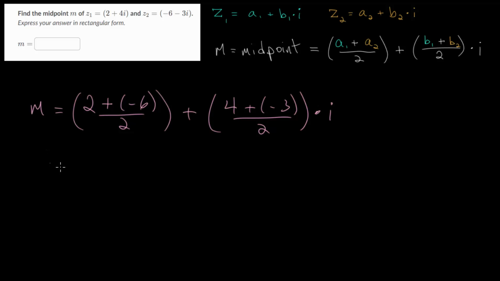Now we just need to simplify everything. 2 plus -6 is -4. We will cut that in half, which is -2. And over here, 4 minus 3 is 1, so we have 1/2 times i. So the midpoint of these numbers is -2 plus 1/2 multiplied by i.